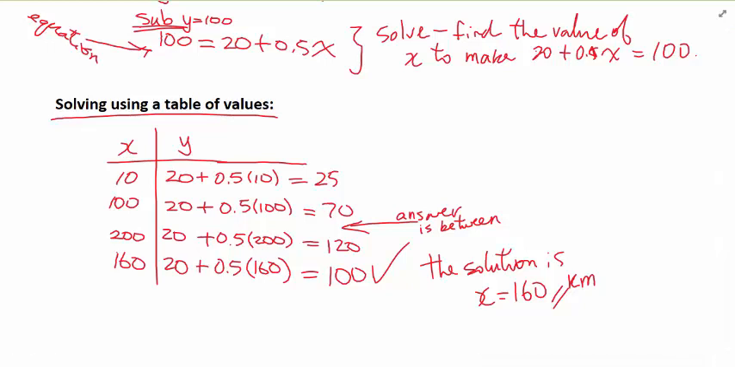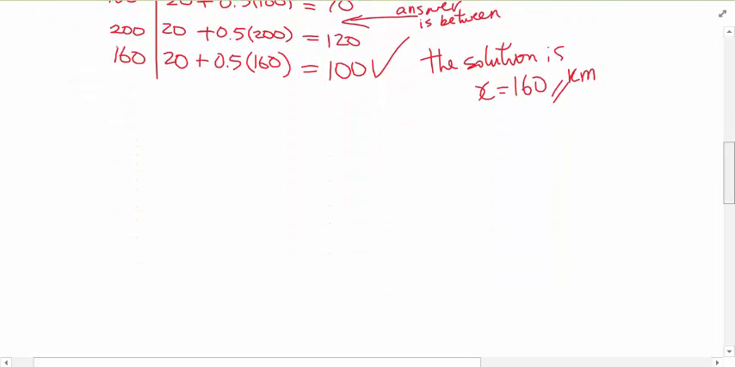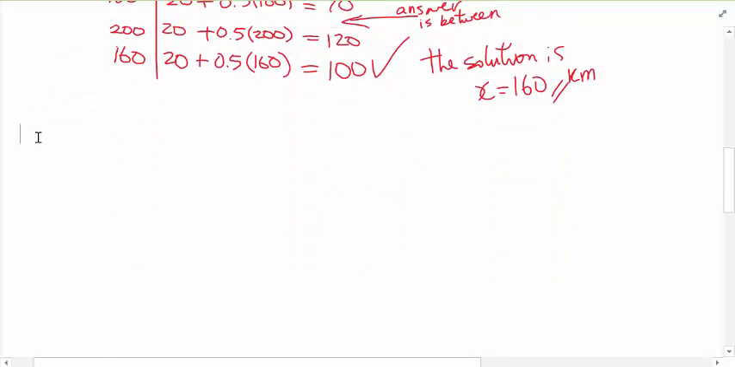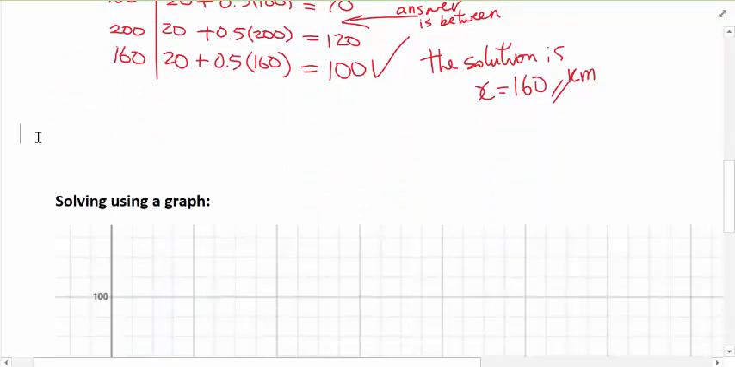So what we're going to do now is solve this using a table of values. Sorry, table of values we just did. Do you see how to find the solution here? You try different values of X and you try to get the Y value that we wanted. Now let's try to graph it and see where the solution is on a graph. So if I graph this, where do I find the solution on a graph?